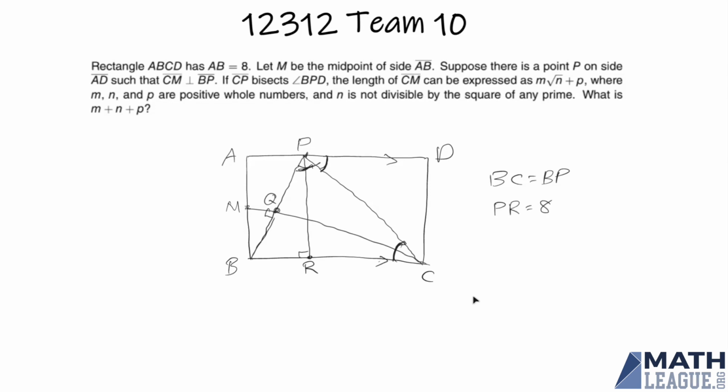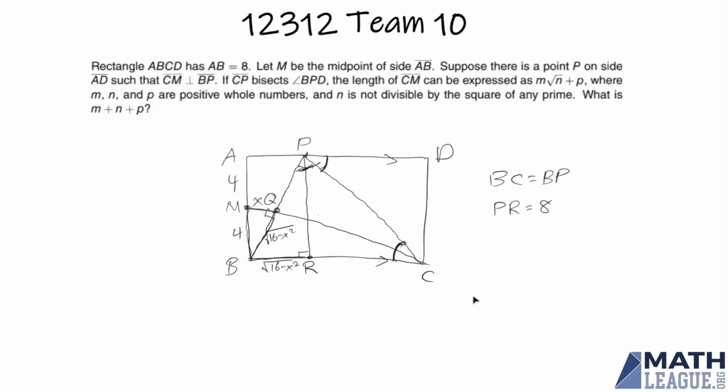So now, the next step is we're going to assign a variable: let MQ equal x, and AB equals 8, so since M is the midpoint, we have MB equals 4, AM equals 4 as well. Now we're going to use the Pythagorean theorem on BMQ. So the hypotenuse is 4, and MQ is x. So BQ is the square root of 16 minus x squared. And because BPC is isosceles, we also have that BR equals the square root of 16 minus x squared.